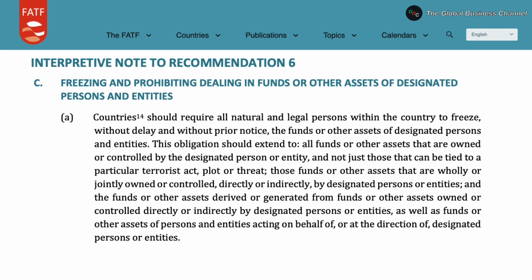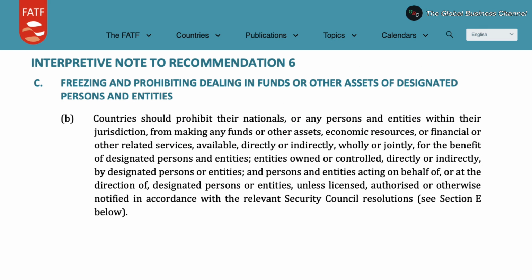Number two, funds or assets jointly owned or controlled, directly or indirectly, by the designated persons or entities. Number three, funds or assets generated from or connected to those owned or controlled by the designated persons or entities, as well as those held by individuals or entities acting on their behalf or under their directions.